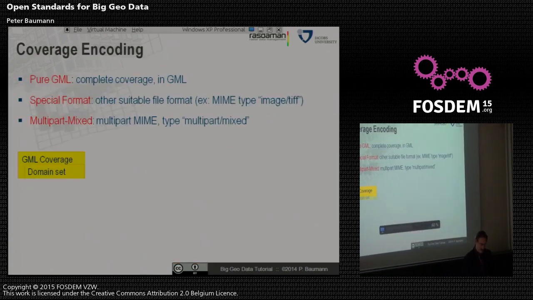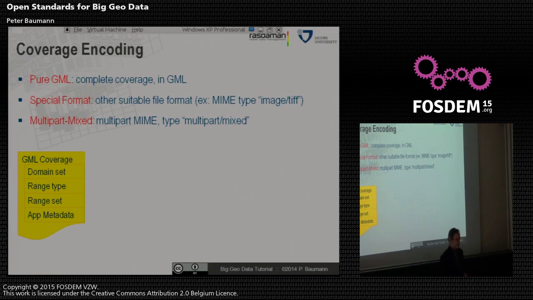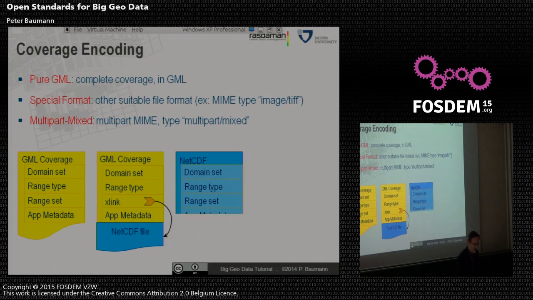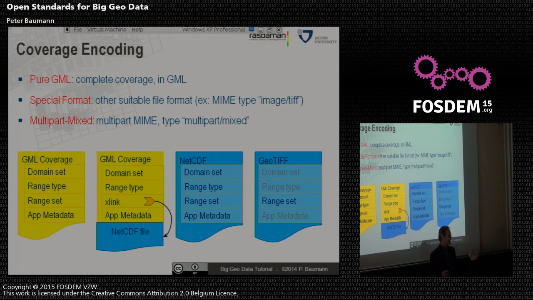And that's the next part. So we could do the whole thing in GML, of course, and sometimes we like to do that. 1D time series, for example, perfectly fine. Sometimes, however, we want to have some other format. We call it special format, like NetCDF, like TIFF. They can contain more or less of the metadata, so you may lose something when retrieving that format, but hey, you wanted it like that. You know what you're doing.